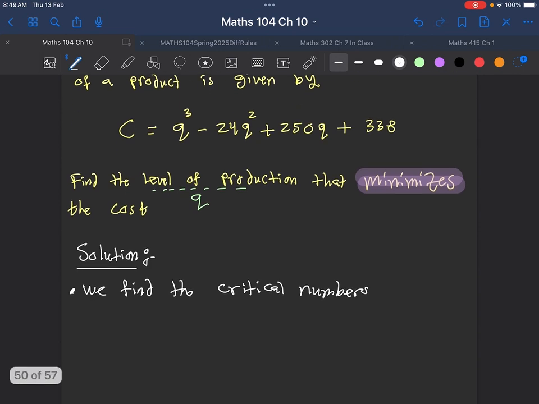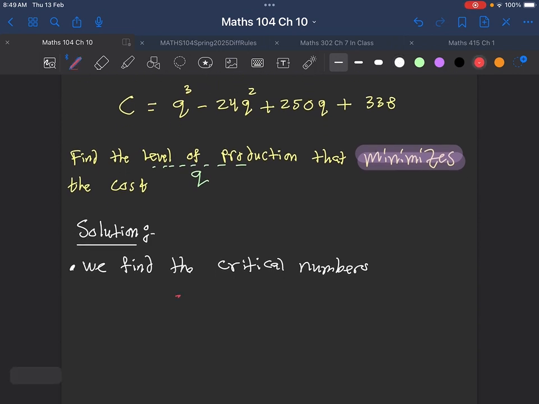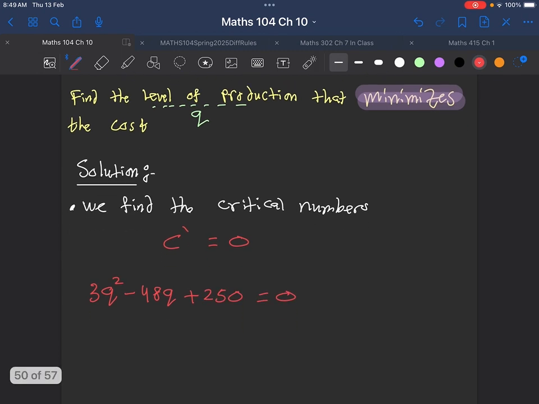So again, the first step first, we need to find the critical numbers. Now, what are the critical numbers? We need to find the derivative, and we make the derivative equal to 0. Now, what's the derivative for this function? It will be 3q squared minus 48q plus 250 equal to 0. Now, of course, we can use the quadratic formula to solve this equation, or in your calculator, do mode 5(3). What you will find is that there is no real solution.